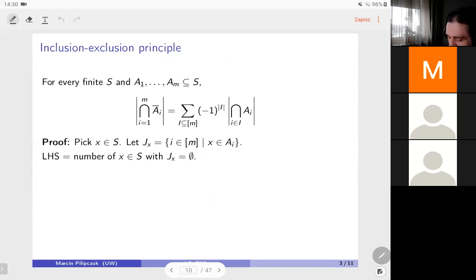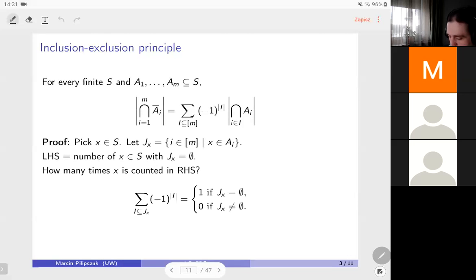On the left hand side, we are just counting the guys that are in the intersection of the complements, so they're in none of the sets A_i. If J_X is empty, so no set A_i contains X, these guys we count on the left hand side. On the right hand side, where does X appear? X will appear here whenever I is contained in J_X, whenever this guy is in this intersection, the element X will be counted here.